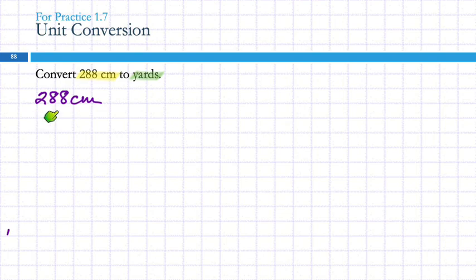So this is where I am. This is where Dora is starting. And Dora wants to go to yards. And we have to figure out how to get there. Well, if you happen to know in your head how many centimeters are in a yard, piece of cake, one step. I don't know that. So we're going to have to go to a different unit in between. Centimeter is a metric unit, right? Yard is an English unit. So at some point I have to jump from metric to English. Well, can I do that with centimeters? Do I know the relationship between centimeters and an English unit?